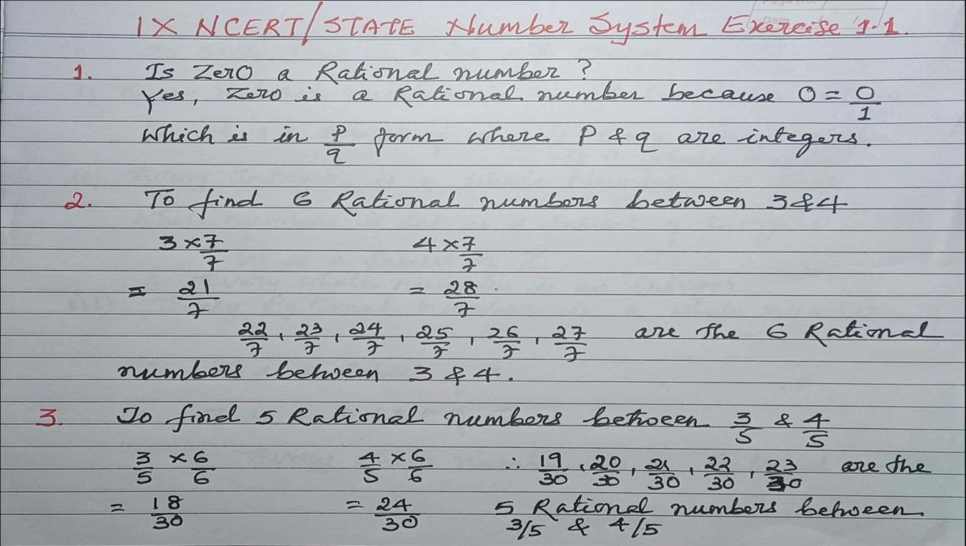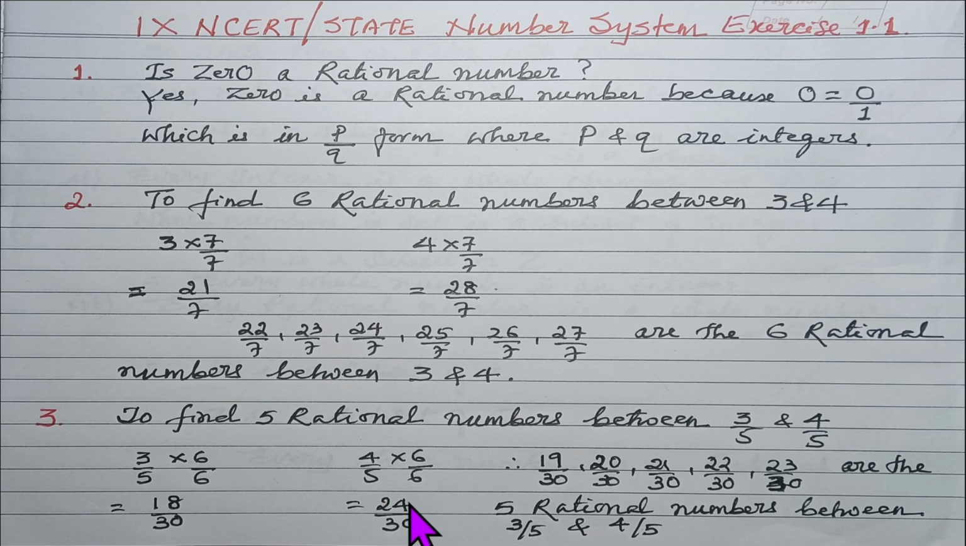Okay. Now coming to the next question, to find 5 rational numbers between 3 by 5 and 4 by 5. Now 3 by 5 and 4 by 5 are both rational numbers, and the denominator is the same here. Once the denominator is the same, it is again very simple. Multiply by 5 plus 1, that is 6, making the denominator 30. So 3 into 6, 5 into 6, that is 18 by 30. 4 into 6 and 5 into 6, that is 24 by 30.